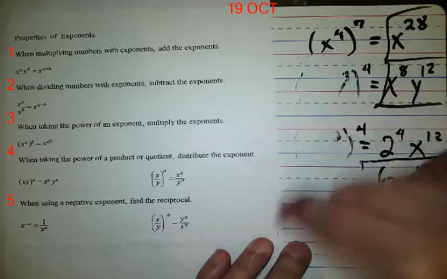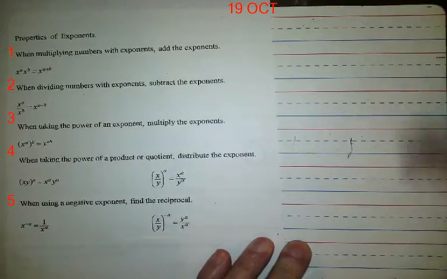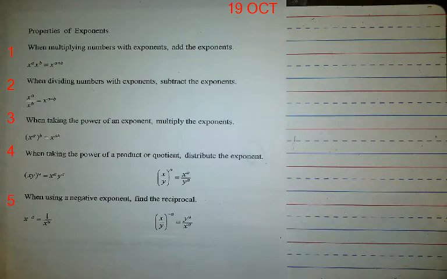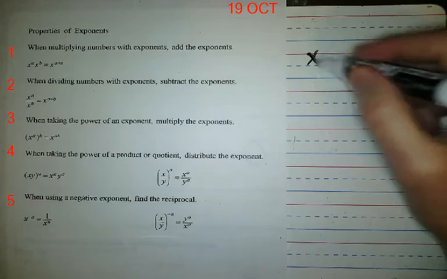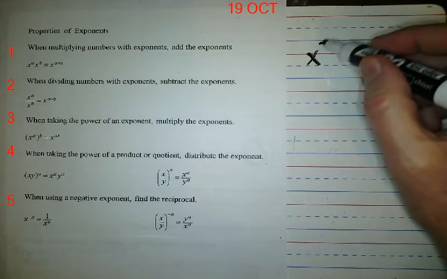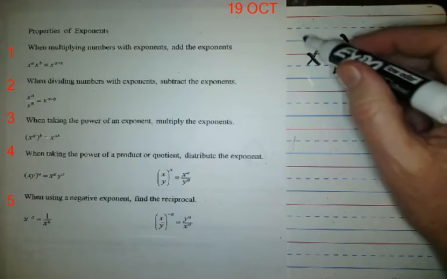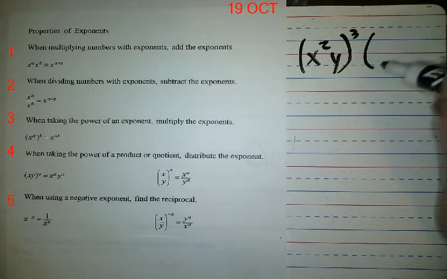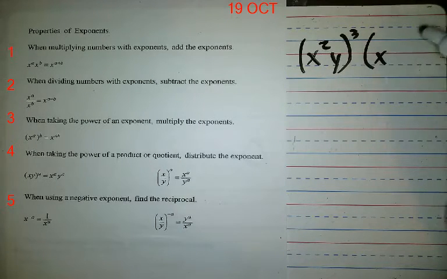So let's do 2 rules at once, huh? Why not? So here I have x squared y, and I'm going to raise it to the 3rd power. And then I'm going to multiply times x. Let's try 4y4.